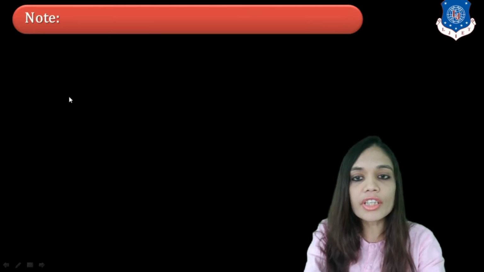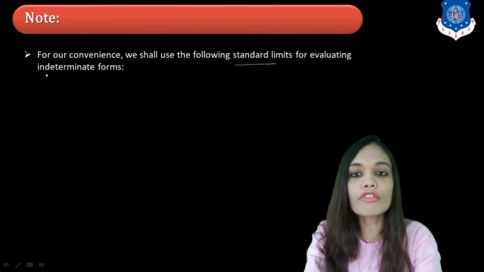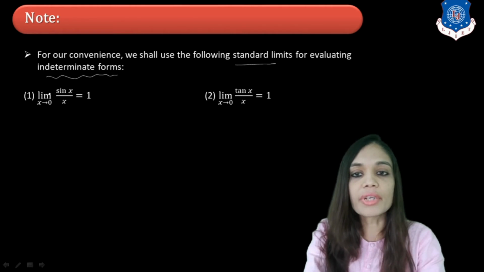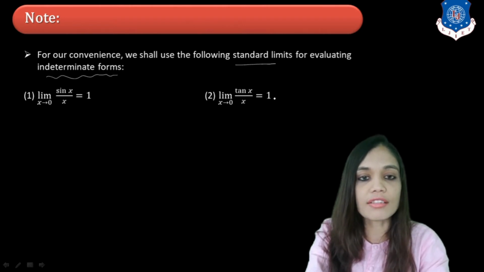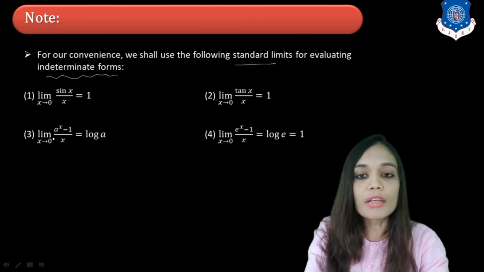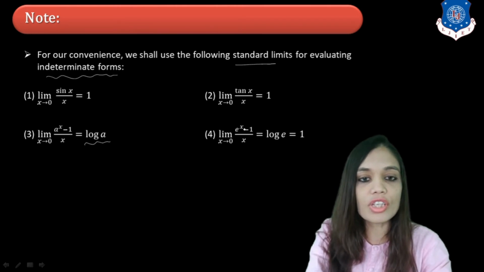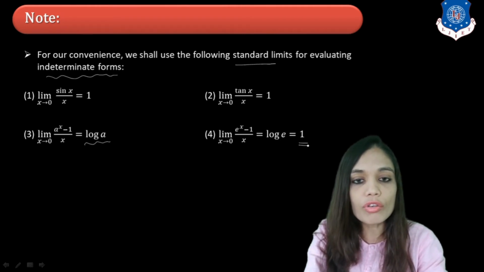Now for our convenience we will use the following standard limits for evaluating the following indeterminate forms. So first is limit x tends to 0 sin x upon x is equal to 1 and limit x tends to 0 tan x upon x is equal to 1. Next, limit x tends to 0 (a raised to x minus 1) upon x is equal to log a and limit x tends to 0 (e raised to x minus 1) upon x is equal to log e to the base e. So that will be equal to 1.